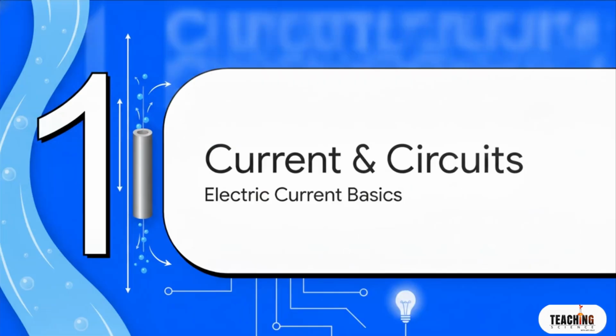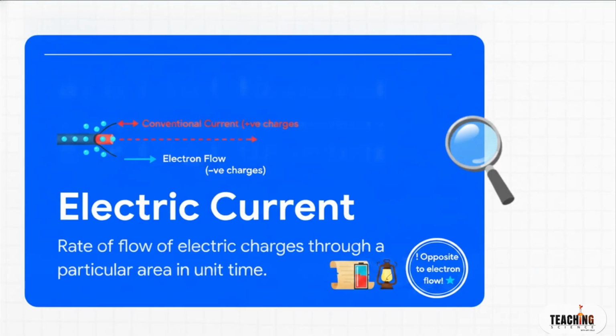Okay, let's jump right into part 1, current and electric circuits. We need to lay down some basics here. Think about a river for a second. Just like water flowing down a riverbed creates a water current, electric charge flowing through a conductor, like a metallic wire, creates an electric current.